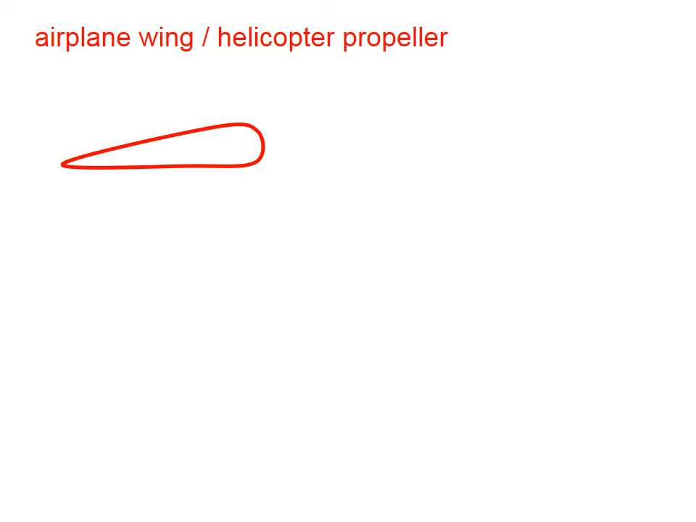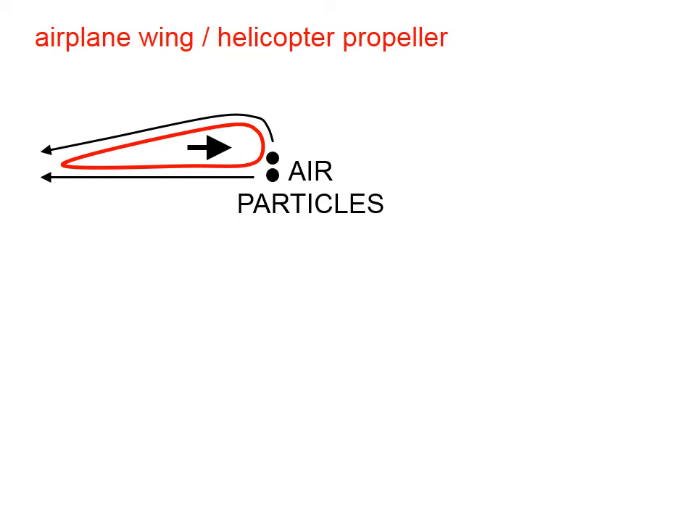Let's go through a couple of examples. This is essentially the cross-section of an airplane wing, or also a helicopter propeller. It's a shape basically called an airfoil, and that airplane wing is traveling as we've drawn it to the right, which means that the air particles that this wing bumps into on the front edge have a choice. They can either go above the wing or below it.